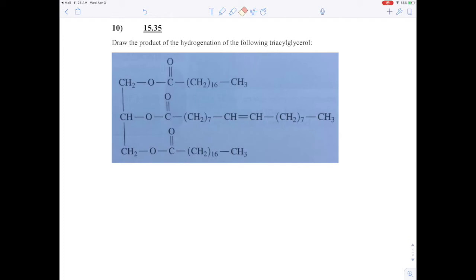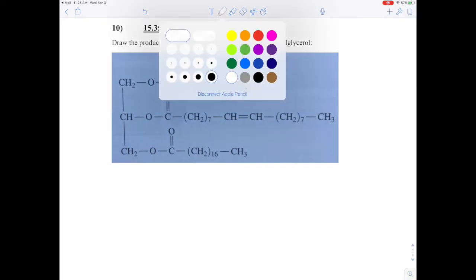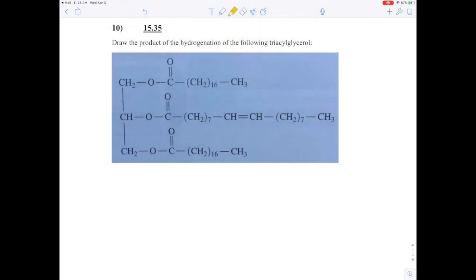So in chapter 15, question 9, we talked a little bit about the hydrogenation of oils. And now in chapter 15, question 10, they're asking you to draw the product of hydrogenation of an oil. Now, they give a fancy term here. The term is a triacylglycerol.